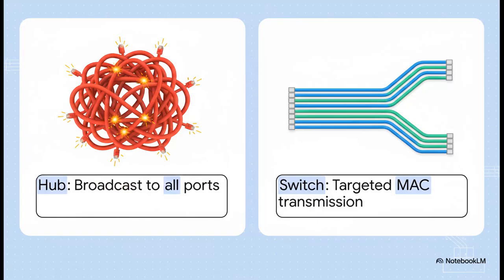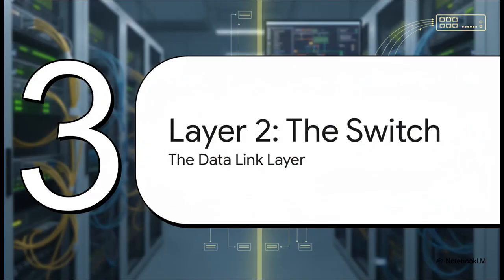But here's where network engineers run into immediate, real-world problems with hubs. The hub's broadcast-to-all-ports methodology is incredibly noisy. Let's say 10 devices are connected, and device A just wants to talk to device B. Well, devices C through J are still getting hit with all that traffic. This completely eats up bandwidth and causes constant data collisions. We desperately needed a solution to this broadcast noise, which naturally introduces us to a much more intelligent piece of hardware, the switch.